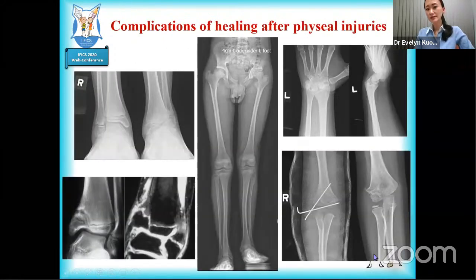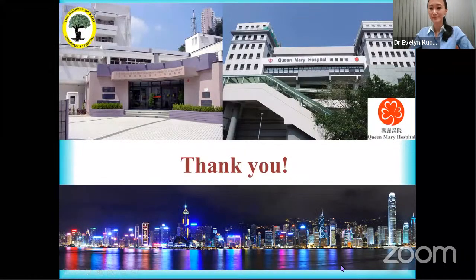So complications of healing after physeal injuries can happen in the upper limbs and the lower limbs. Most commonly, it results in some sort of growth arrest, either partial or complete, but occasionally even overgrowth can occur. Thank you for your attention.